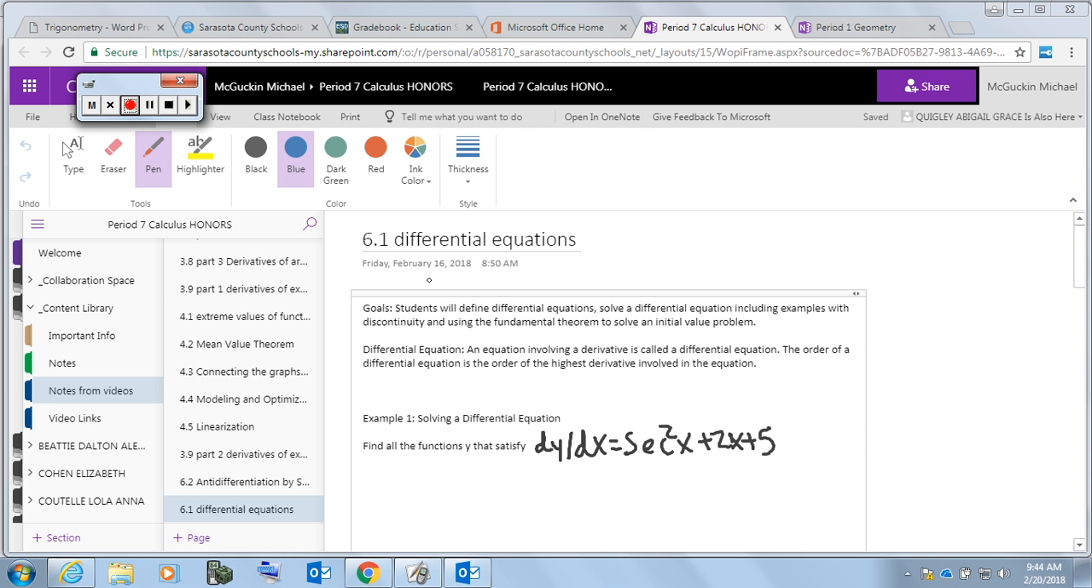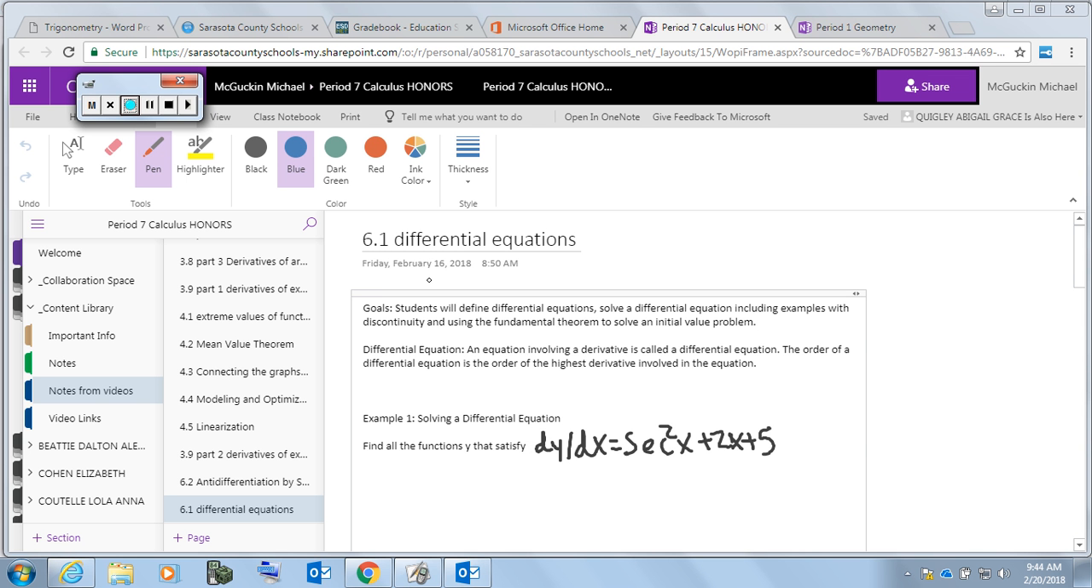So what is a differential equation? Simply put, it's an equation involving a derivative. That's why it's called a differential equation. That's it, plain and simple. Now, obviously, it goes a little bit more in depth than that, but we're not going to worry too much about it.